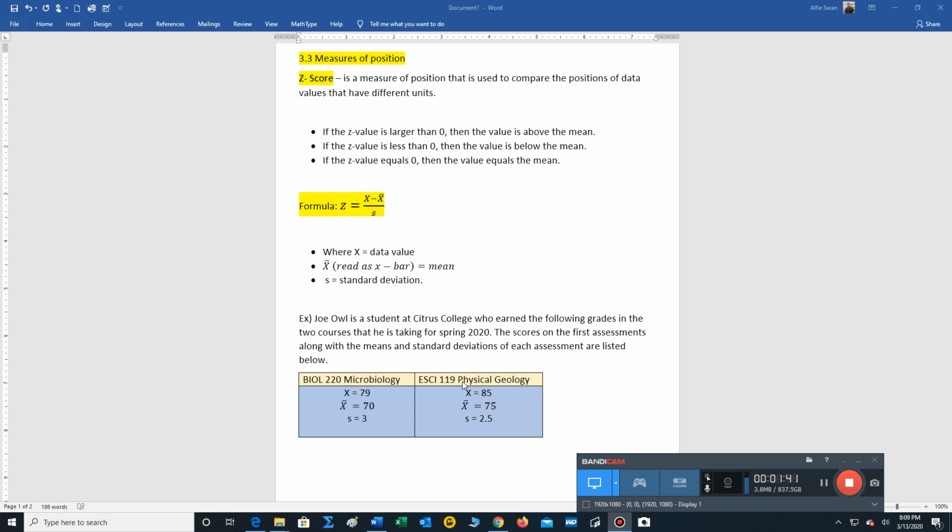He's also taking Earth Science, Physical Geology, and he scored an 85 on that exam, along with a mean of 75 for the exams and 2.5 for the standard deviation. So now we want to see in which class he performed better, or in which class he has a higher position. To do that, we have to apply our z-score formula to both sets of data.